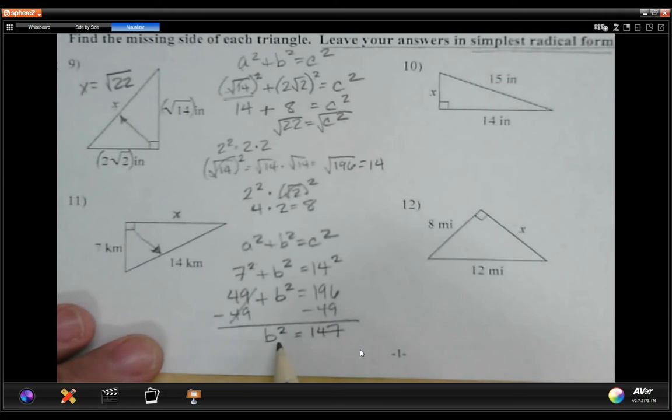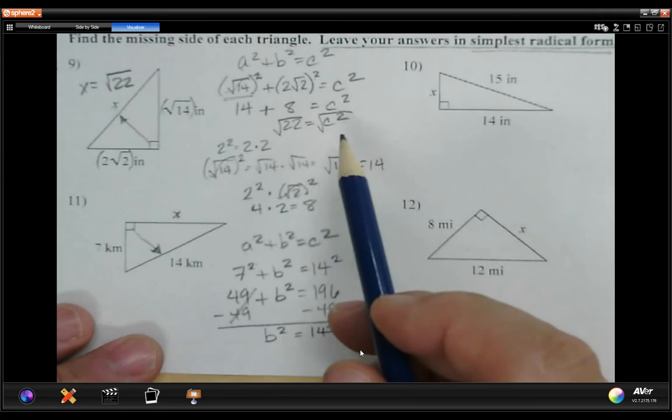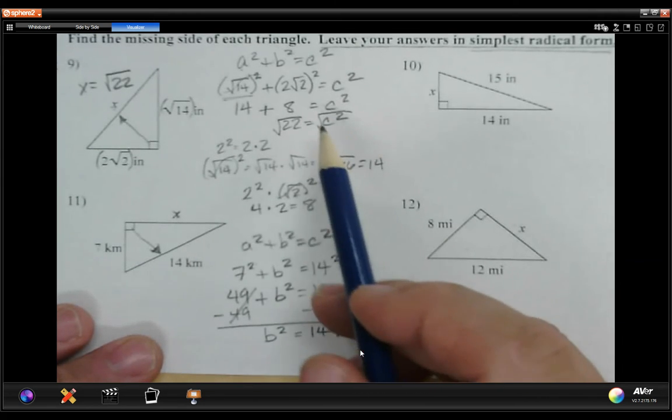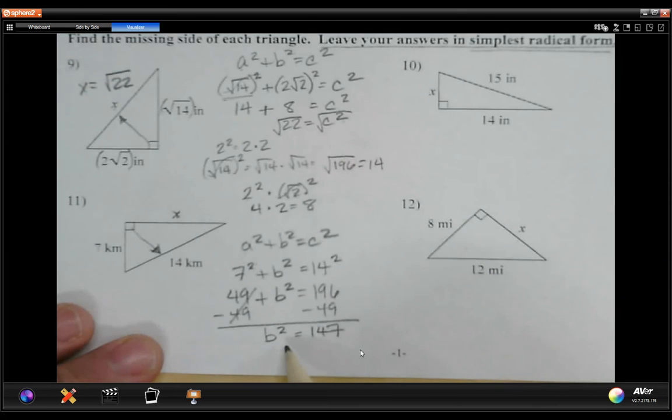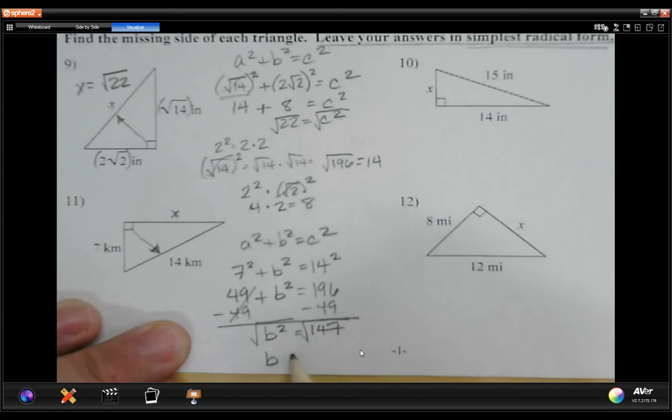So again, the same step that I did up here, in order to undo c squared, I had to take the square root. So down here, I'm going to do the same thing. I'm going to take the square root of this b squared, which is going to leave me with just b. But again, if I do it to this side, I have to do it to this side over here. So this is going to be b equals the square root of 147.